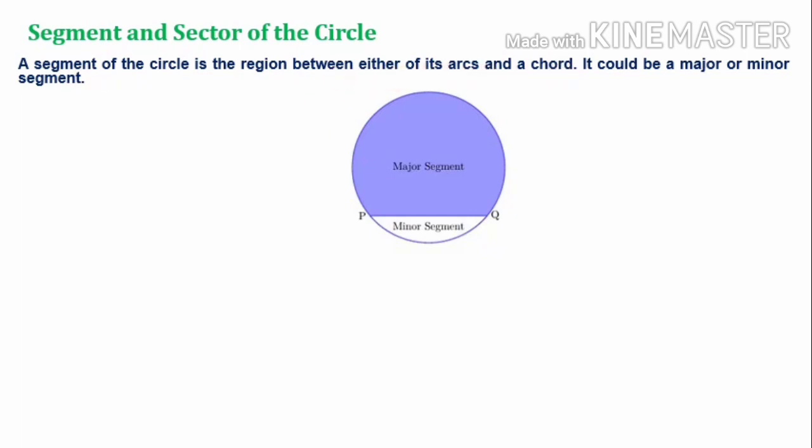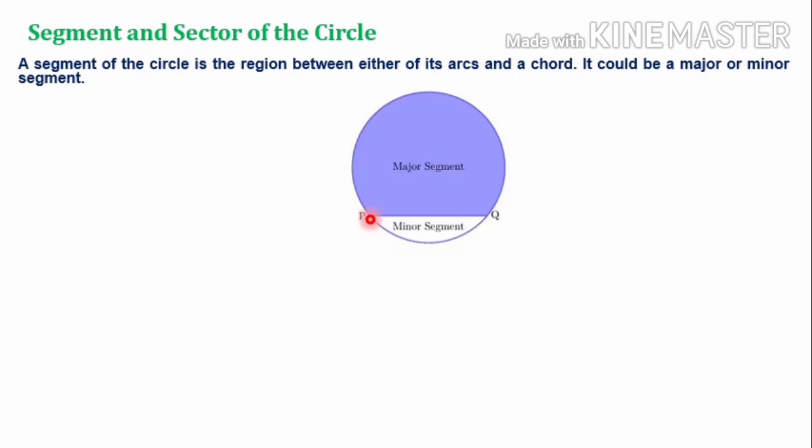Either of its arcs. See, when we take 2 points P and Q on the circle, 2 arcs are formed. One is the major arc, which is on the top of PQ, and another one is the minor arc, that is the bottom portion. And here segment is the region between the arc and the chord. So this is the chord, and the major arc and the chord, the space between these two is called the major segment.